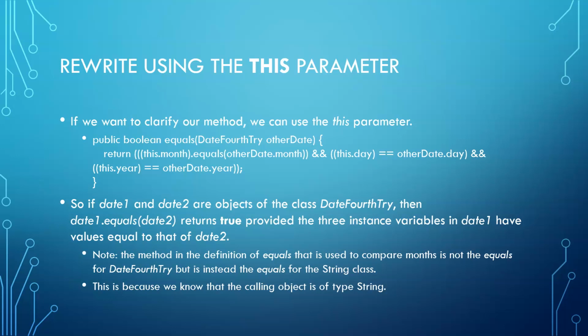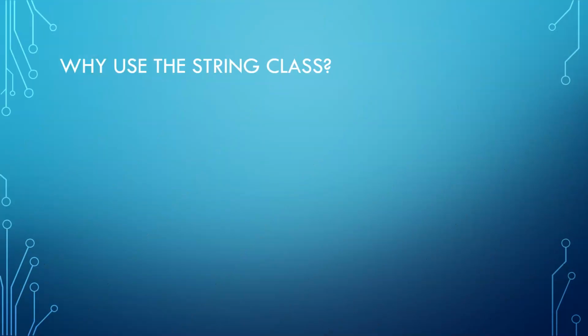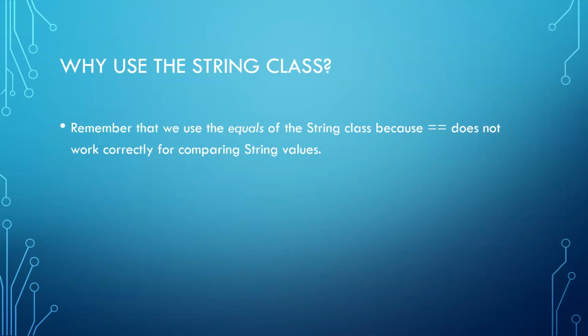Now you'll note that the equals method used to compare months is not the equals for Date4Try, but instead the equals for the String class. All right, because remember we're looking at a string, so it's going to actually invoke the comparison using String.equals. All right, and that's because we know the calling type of that particular object is of type String. So if you stop and think about it though, why are we using the String class for month? Well, remember that we use the equals of the String class because == does not work correctly for comparing string values. All right, so we can't just say month == month.